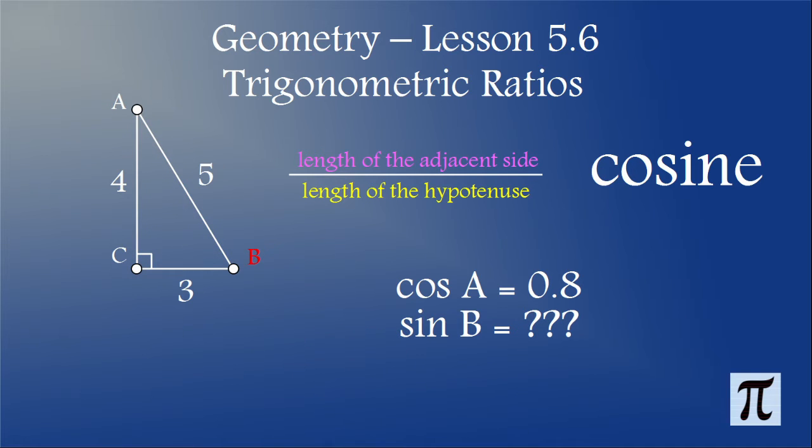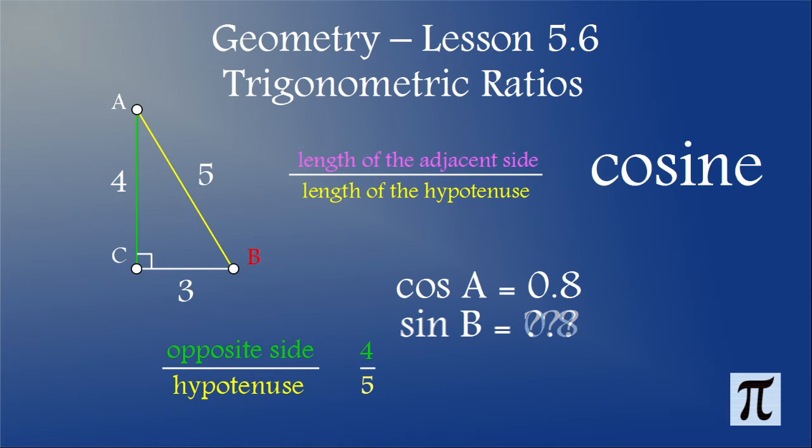What about the sine of angle B? Since we're looking at the sine of B, we need the opposite side over the hypotenuse, which is 4 over 5, which gives us 0.8. This is not a coincidence. The cosine of one angle will always be the sine of the other angle in a right triangle.